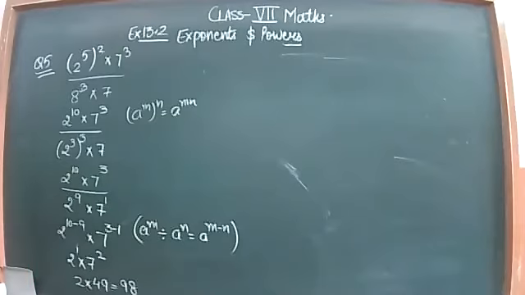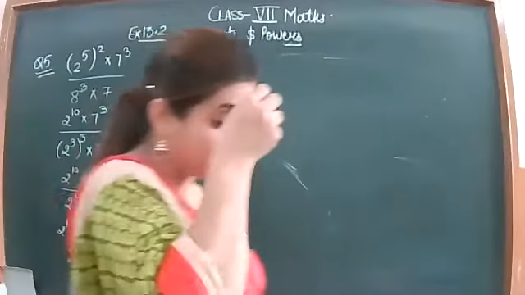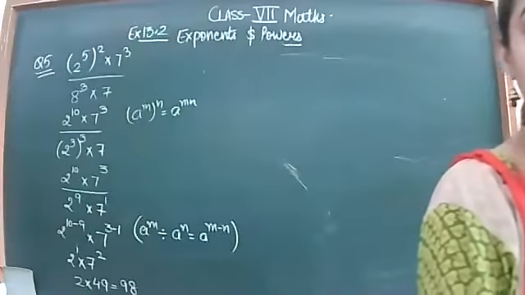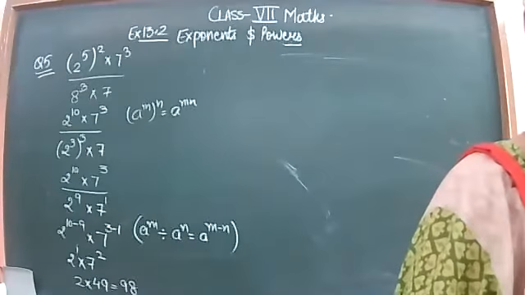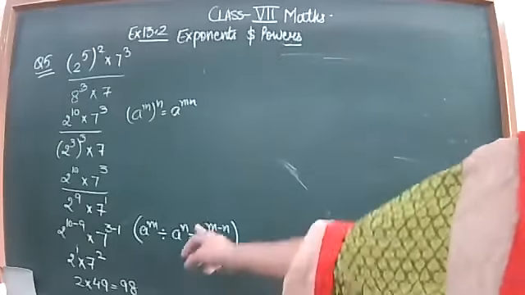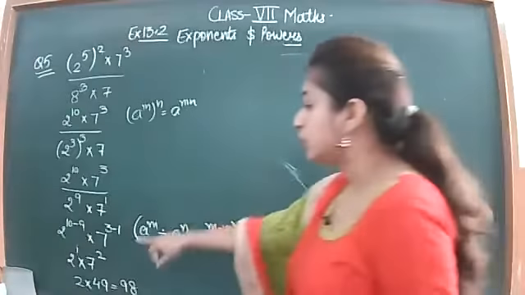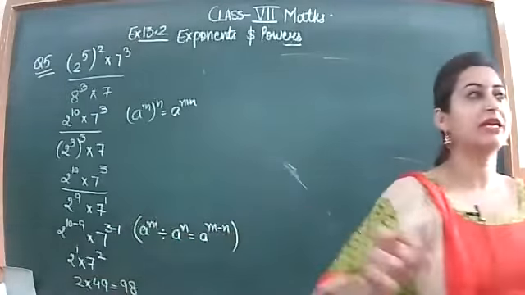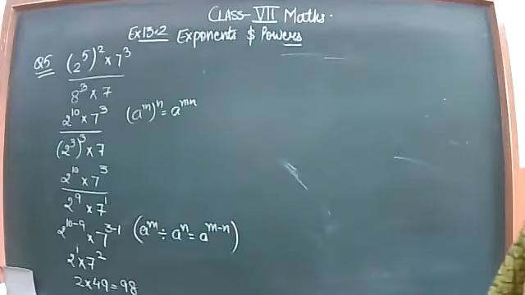Is it okay? Any doubt? Any doubt, beta? If the question is leave the answer in the exponential form, then you will leave the answer same as 2 into 7 square. But now you will multiply that and you will get the answer.